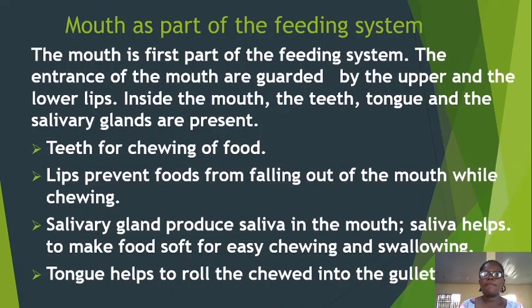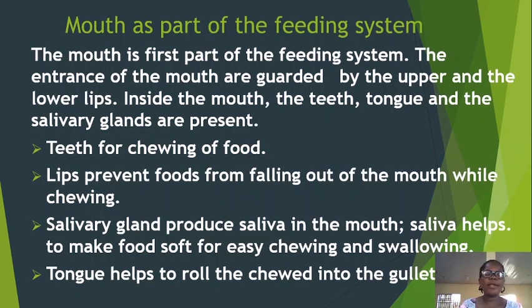Let's consider the mouth as a part of the feeding system. The mouth is the first part of the feeding system, and the entrance of the mouth is gathered by the upper and lower lips. Inside the mouth, we have the teeth, the tongue, and the salivary glands. Now, what's the function of the teeth in the mouth? The teeth are used for chewing of food, while the lips prevent food from falling out of the mouth while chewing. So that's the function of the lips.